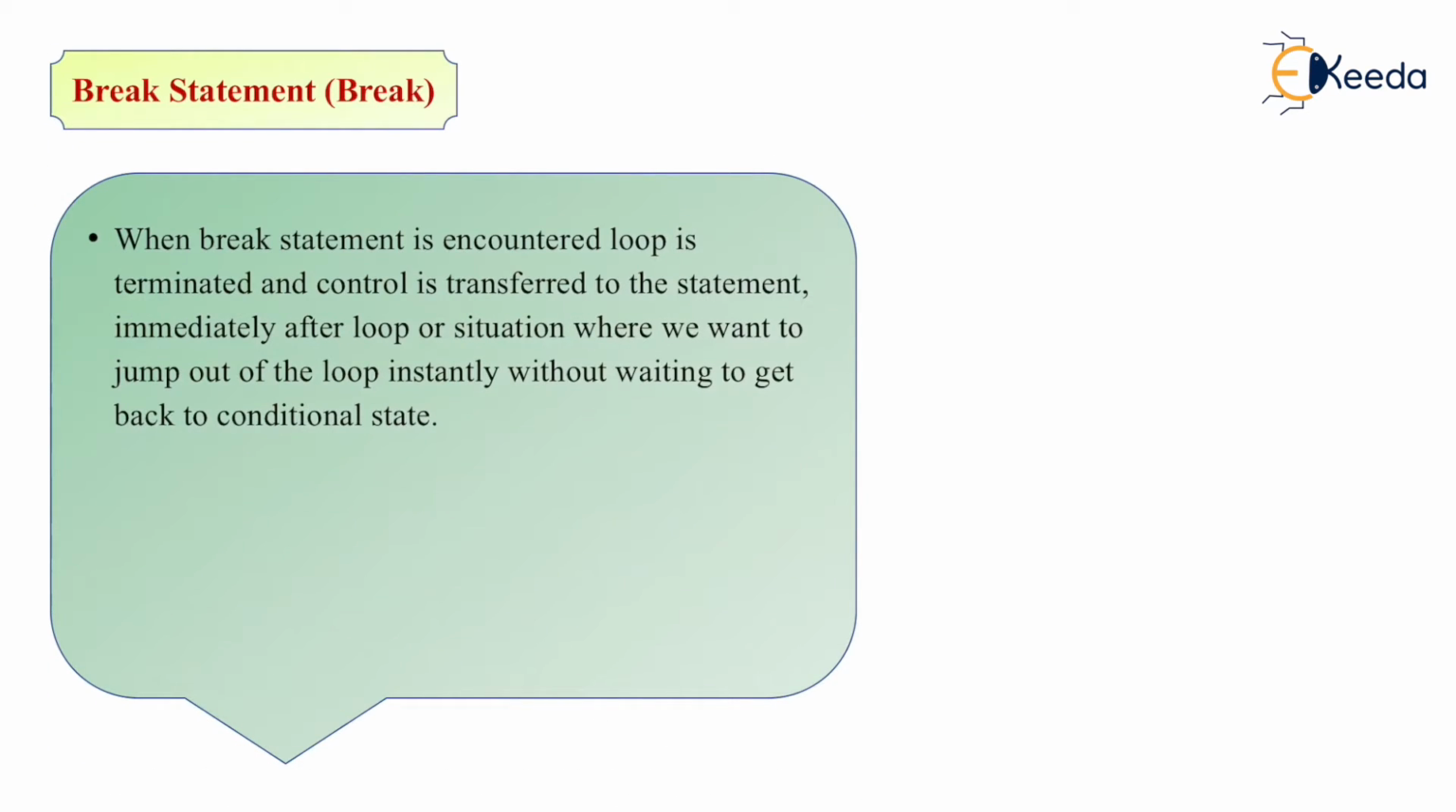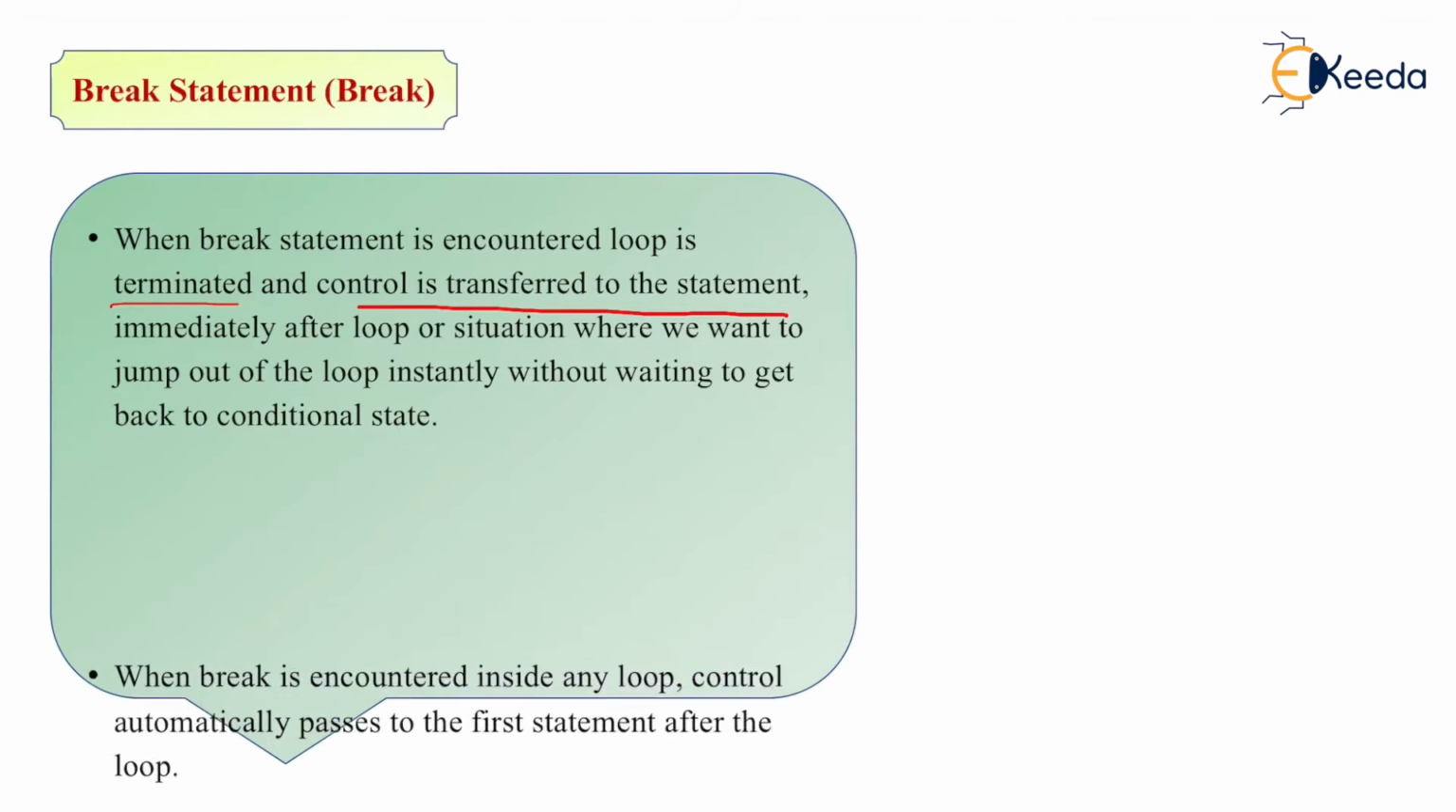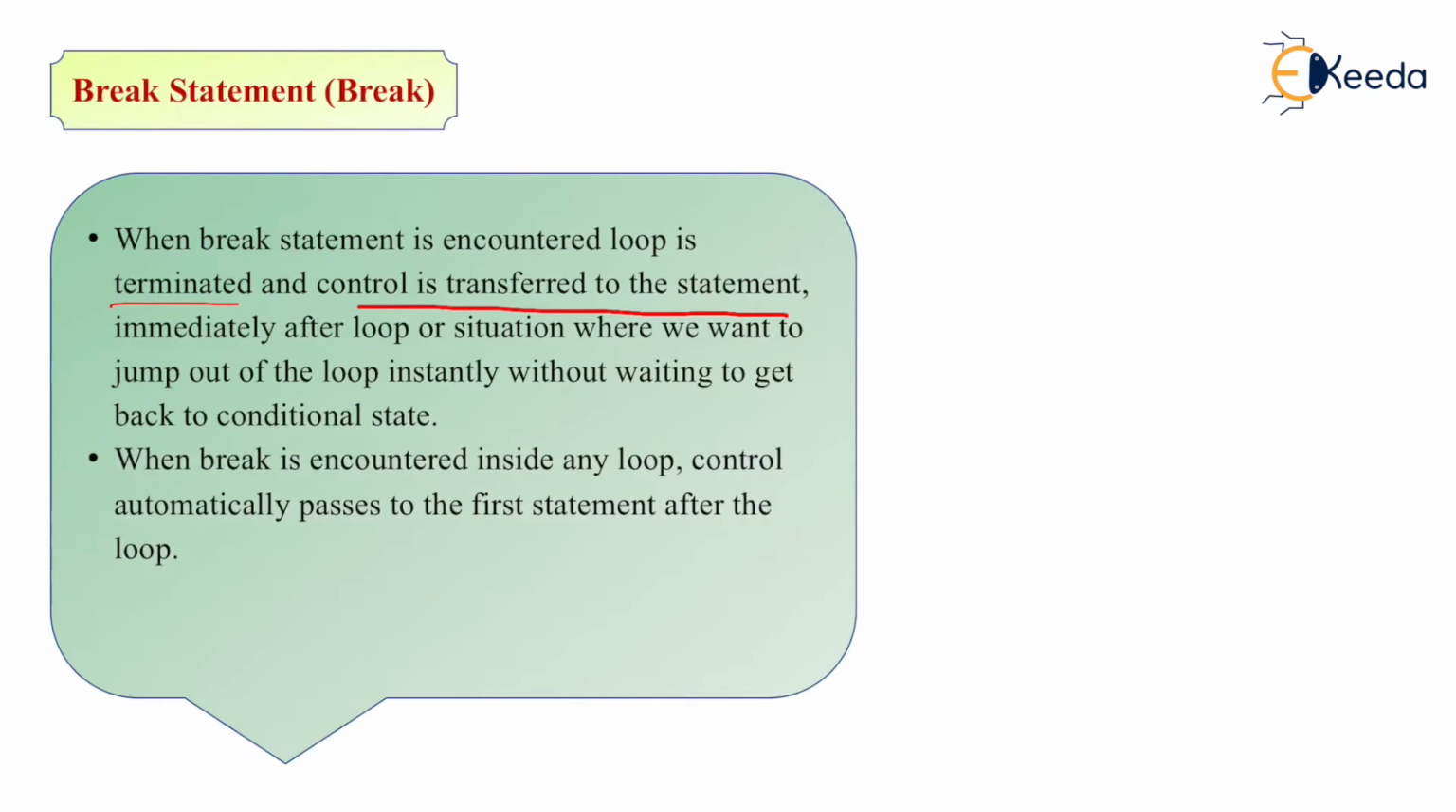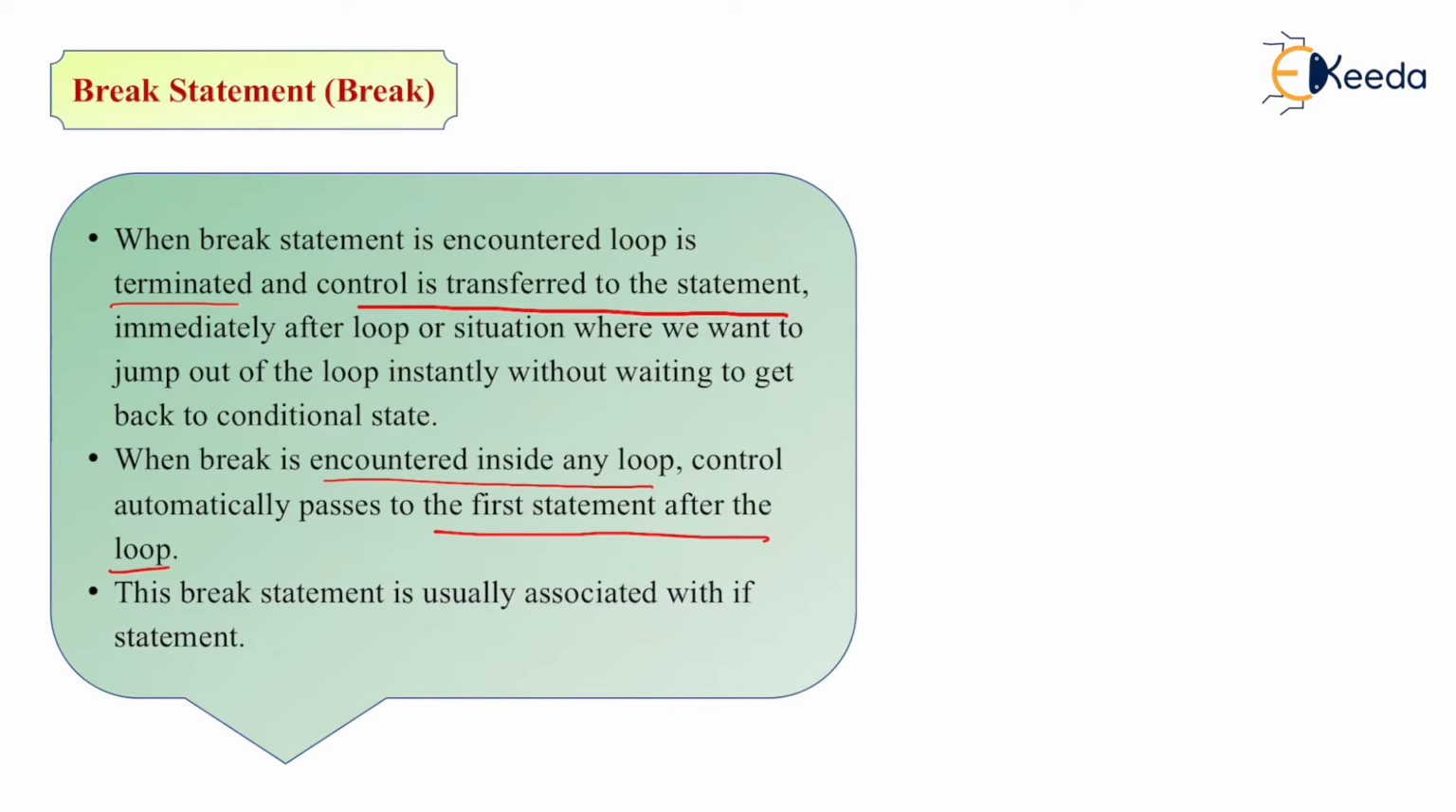When the break statement is encountered in the loop, the loop will get terminated and the control gets transferred to the next statement immediately after the loop. It is used in situations where we want to jump out of the loop instantly without waiting to get back to the conditional statement. When the break is encountered inside any loop, control automatically passes to the first statement after the loop. This break statement is usually associated with an if statement.